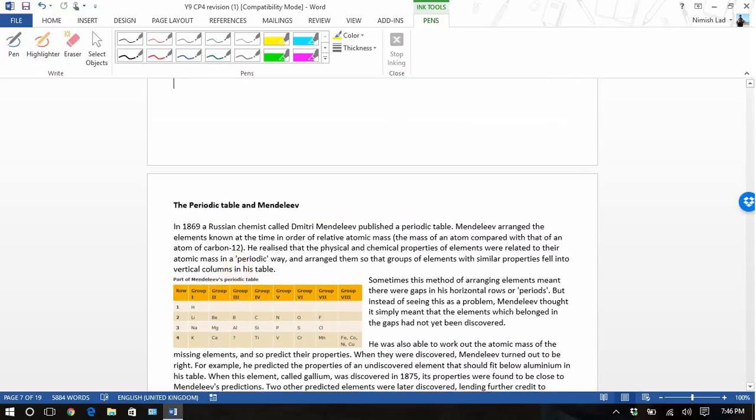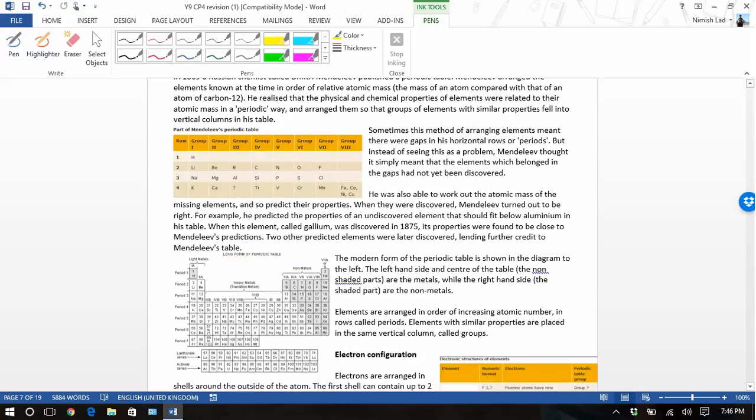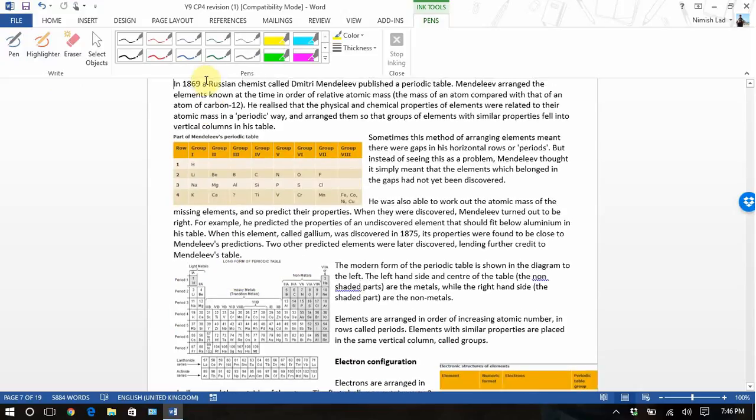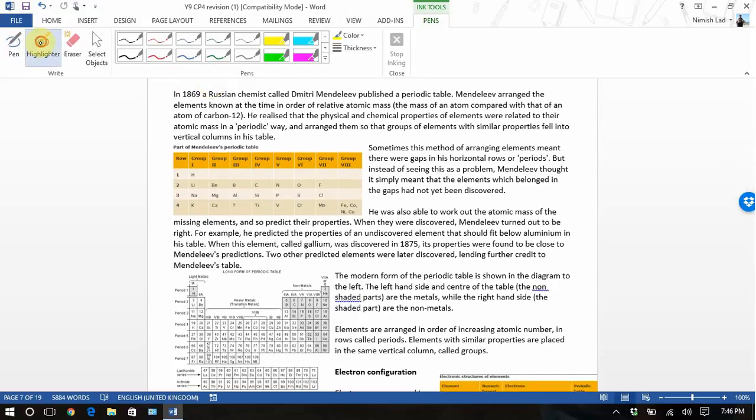So the periodic table was essentially put together by Dmitri Mendeleev. He published a periodic table, and he arranged the elements known at the time in order of relative atomic mass. So that's the mass of an atom compared to carbon 12, as I mentioned before. He realized that the physical and chemical properties of elements were similar to their atomic mass in a periodic way. So he arranged them in groups, and he realized that similar properties fell into similar vertical columns. So you've got similar properties in the same column as each other, in the same group.